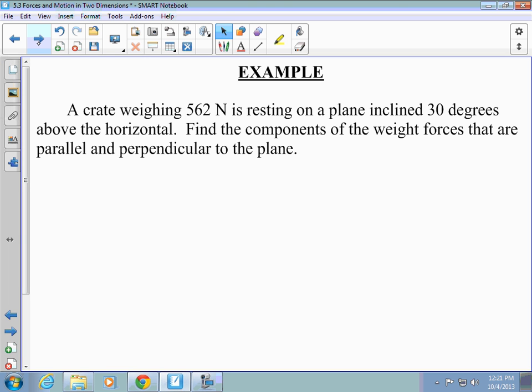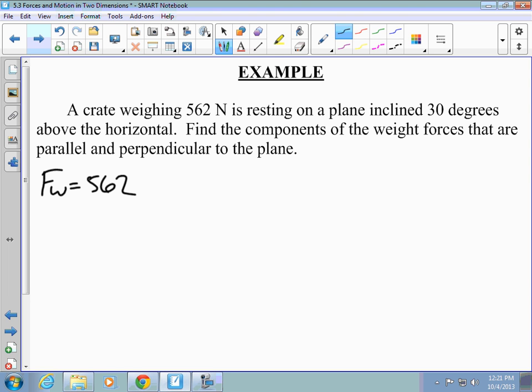A crate weighing 562 pounds. So again, what I just talked about on the last slide, it's already factored in weight. Our force of W is 562 pounds, resting on a plane inclined 30 degrees. So theta is 30 degrees above the horizontal. Find the components of the weight force that are parallel and perpendicular. Now this one's fair enough. They're just asking us for the parallel and perpendicular forces.